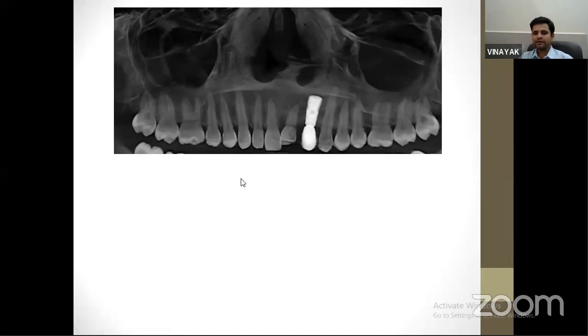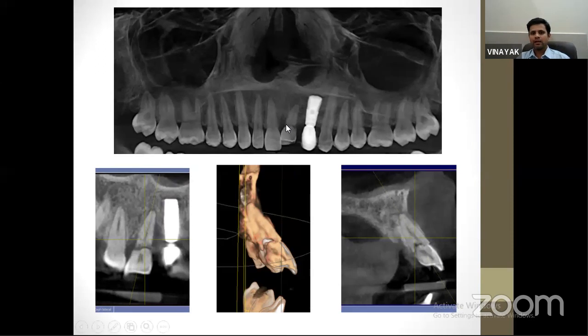Now in this case, there is a fracture line in 2-1. Here we can see the exact horizontal as well as vertical extent of this fracture line.